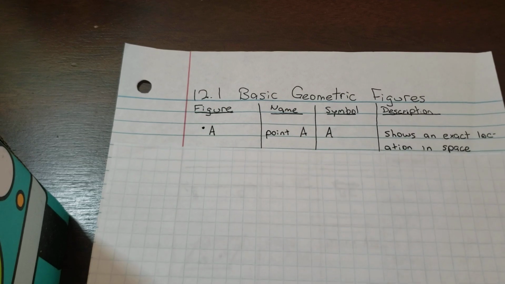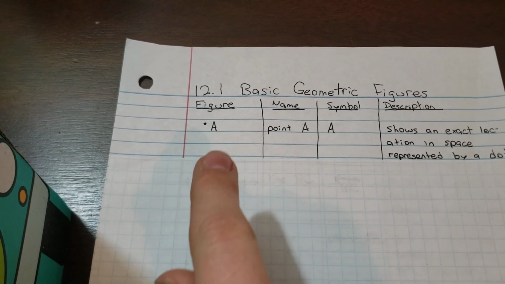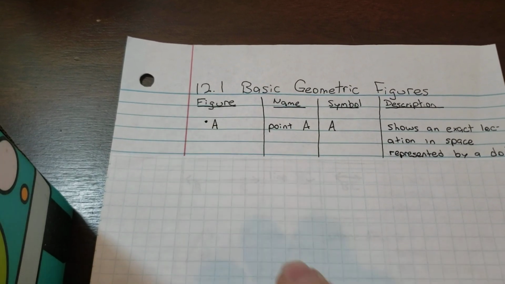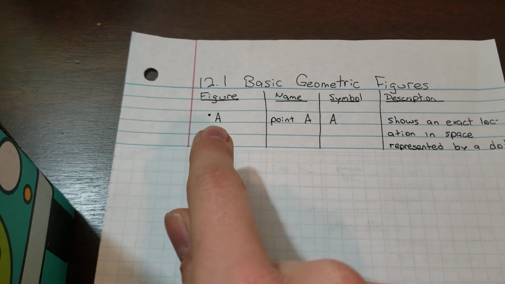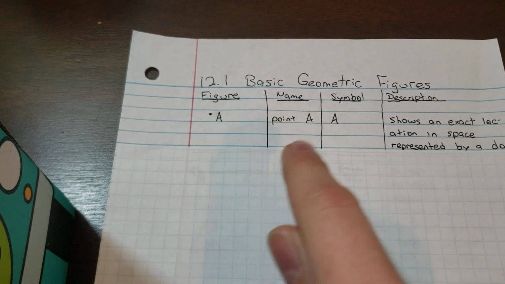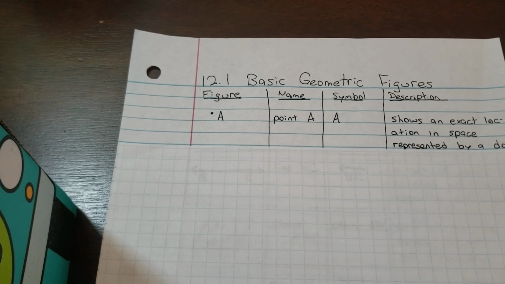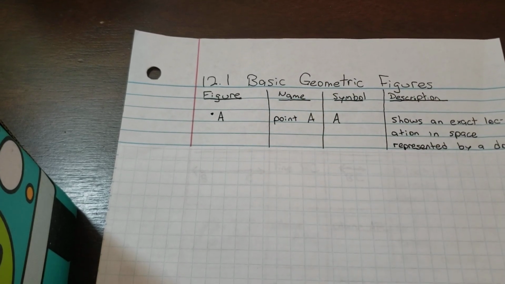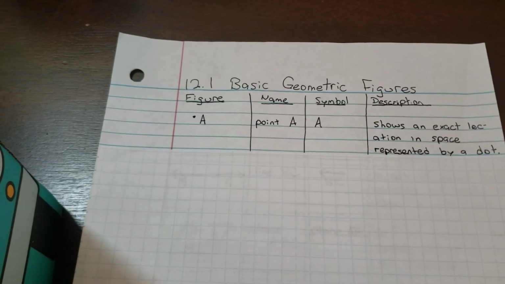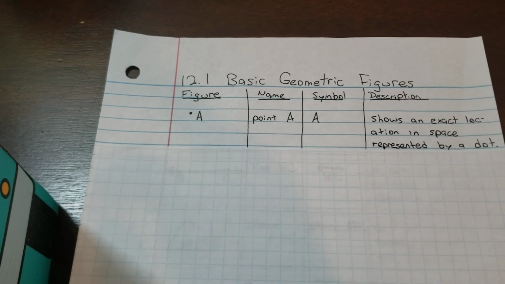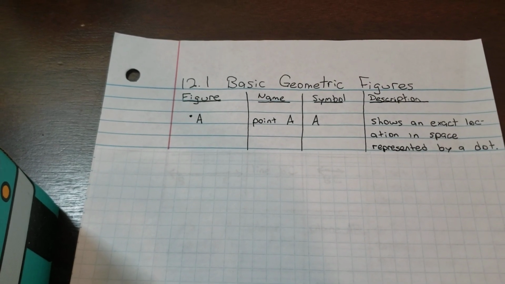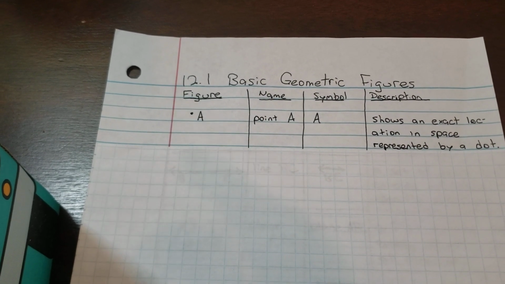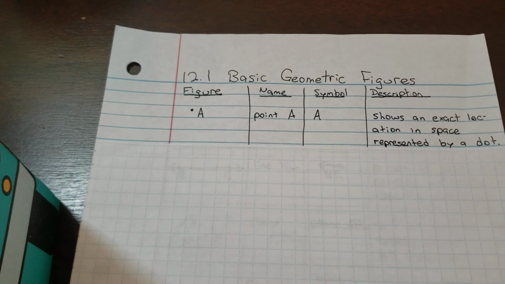First one. We've got a point. You'll see that, and it's just going to look like point A. It's called point A. The symbol is A. The description, this shows the exact location in space represented by a dot.